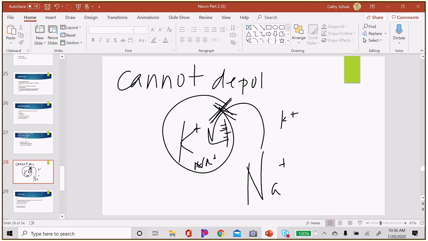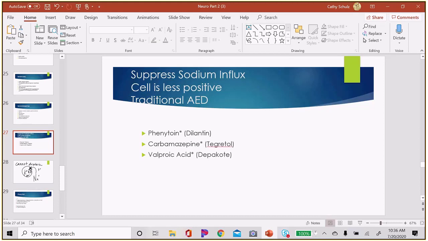And we are hoping to do this not in the entire brain, but only in the area of increased electrical activity, the seizure focus in the brain. So instead of just putting the patient to sleep, essentially, these were the next type of seizure medications that were developed, the traditional ones. These drugs include phenytoin, carbamazepine, and valproic acid. These all suppress sodium influx to prevent depolarization of the cell.